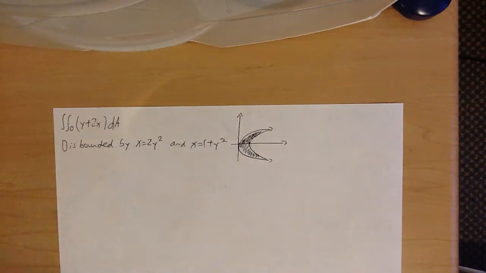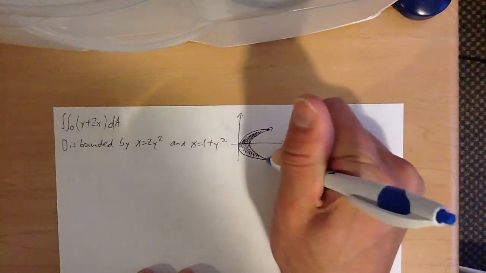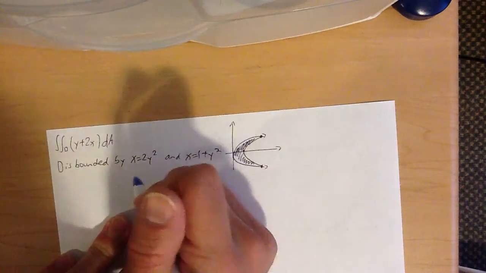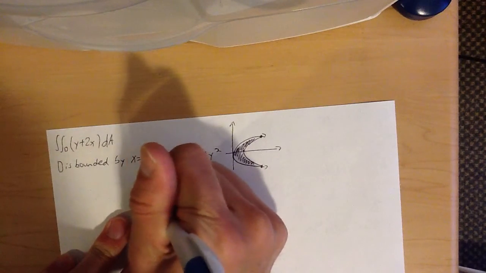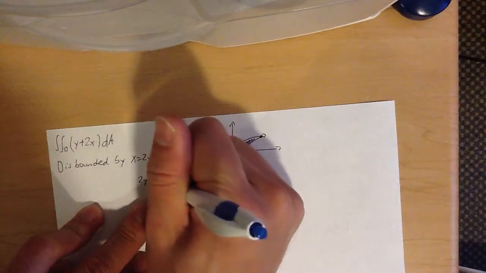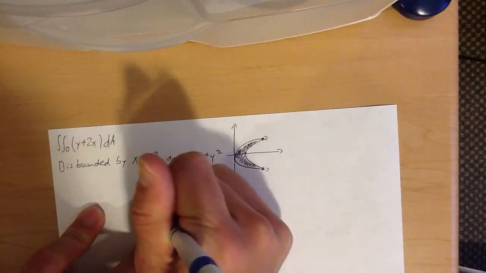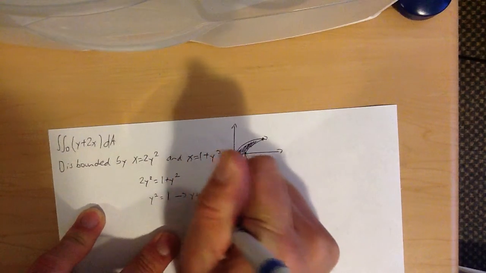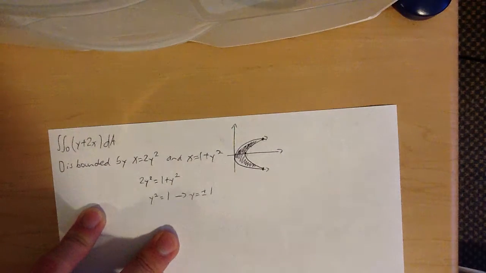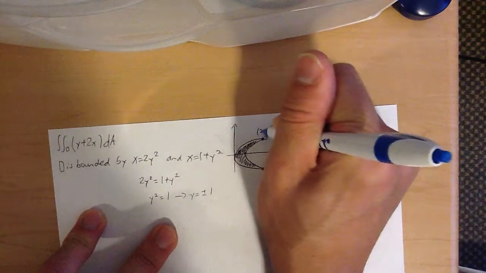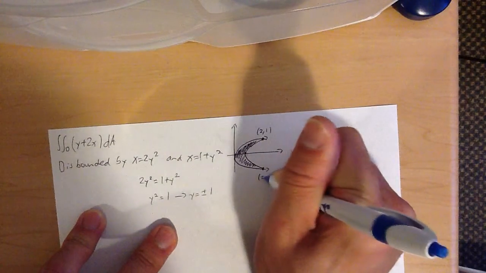Okay. It's probably helpful to get the points of intersection again. This one is not as easy to tell by guess and check, so let's solve the system of equations. So this is x equals 2y squared and x equals 1 plus y squared, so let's set them equal to each other. Okay, so this becomes y squared equals 1, and then y equals plus or minus 1. And then x would simply just be 2 if we plug that in. So this over here is (2, 1), and here's (2, negative 1).